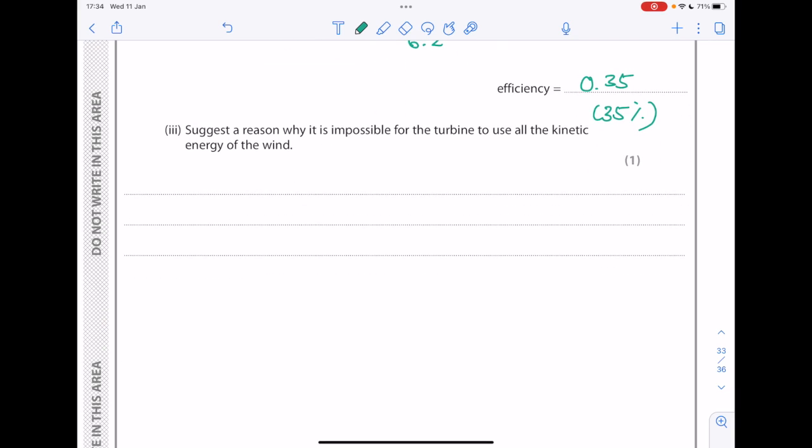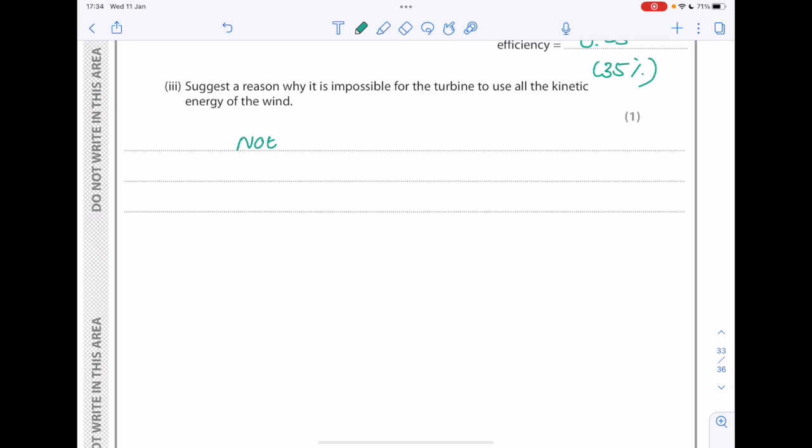Suggest a reason why it is impossible for the turbine to use all the kinetic energy of the wind. That's because not all of the air hits the blade, and there's also friction within the turbine or the generator, or some energy is always wasted as thermal. So yeah, lots of options here.